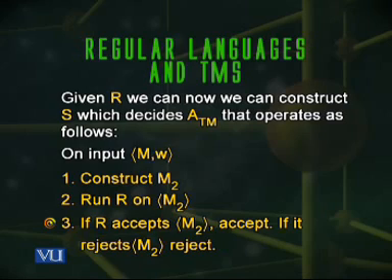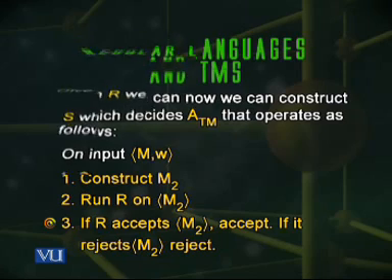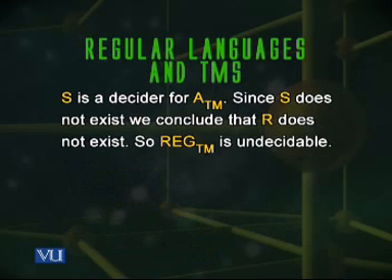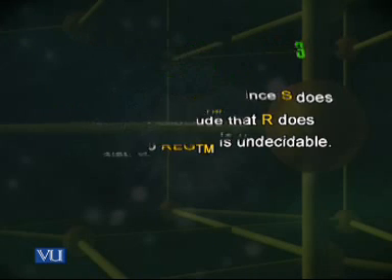Thus S accepts M, W if and only if L of M2 is regular. However, the way we have constructed M2, L of M2 is regular if and only if M accepts W. Hence, the language accepted by this decider is exactly ATM. Notice that S halts on all inputs because R halts on all inputs. Therefore, S is a decider. This contradicts the fact that ATM is undecidable. Therefore, we can conclude that regular TM is also undecidable.